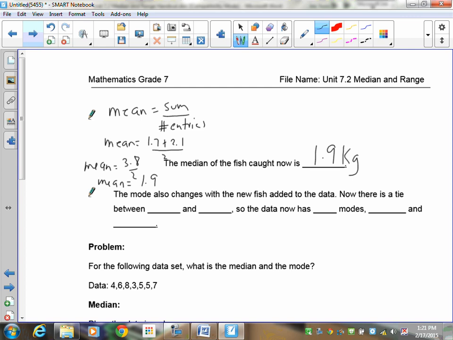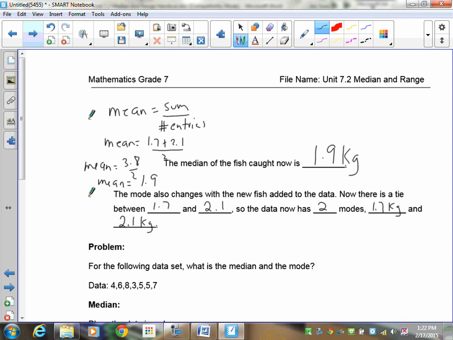The mode also changes because I've added a new fish, but that fish actually is 2.1, which is the same as another fish that he'd already caught. So we still had the 1.7, but now I've got the 2.1 included. So the data now has two modes, 1.7 kilograms and 2.1 kilograms.